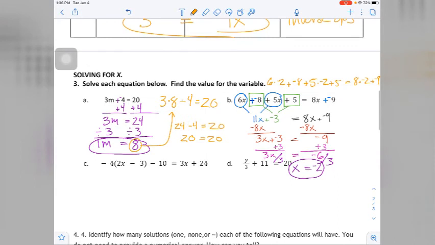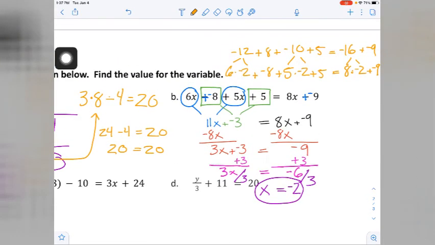Now I have to remember that I'm supposed to do all of my multiplying first. So 6 times negative 2 is negative 12. Negative 8, sorry, that's not negative 8 times 5. 5 times negative 2 is negative 10. Negative 8 stays the same. Plus 5 stays the same. And then 8 times negative 2 is negative 16 plus negative 9. So then I just see, are these equal to the same thing? Well, negative 12 plus 8 is negative 4, plus negative 10 is negative 14, plus 5 is negative 9.